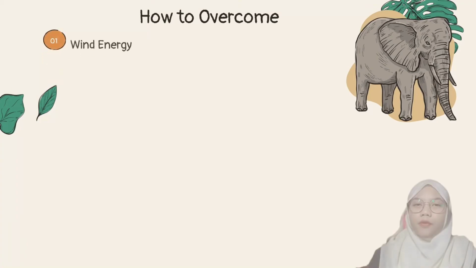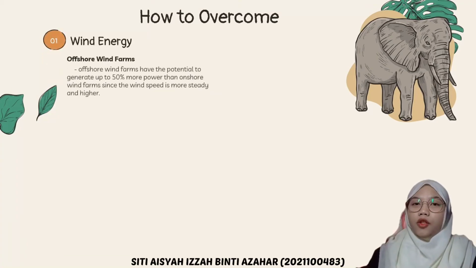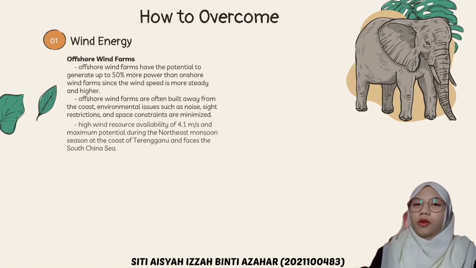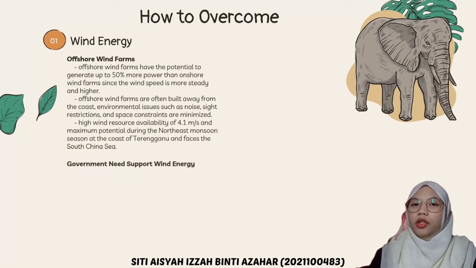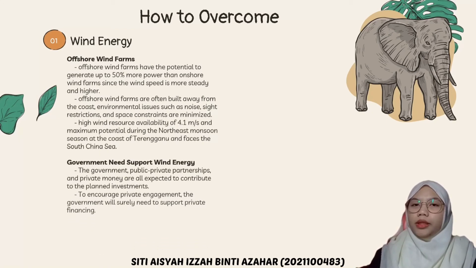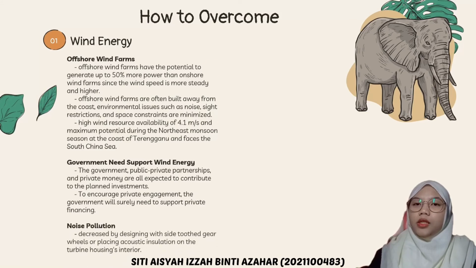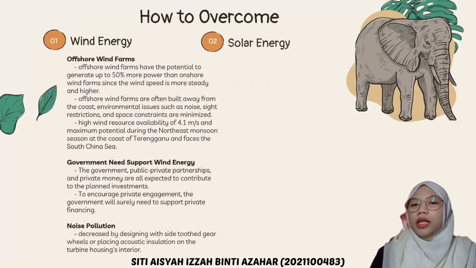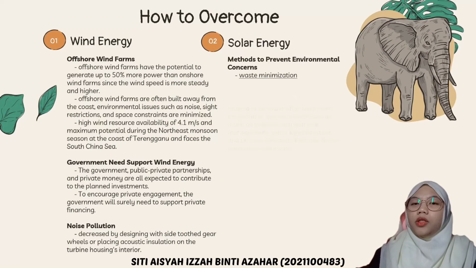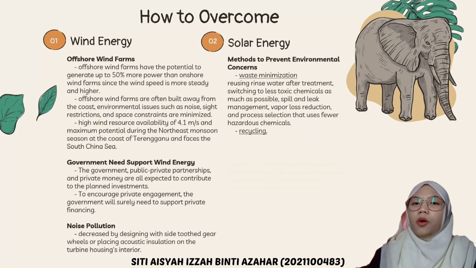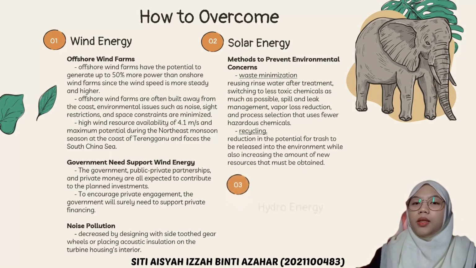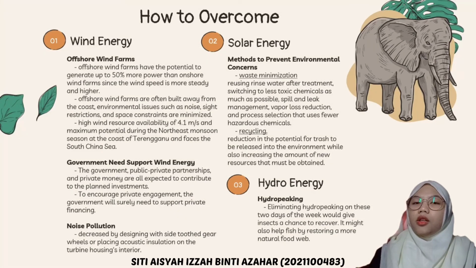How to overcome? First, wind energy. We have offshore wind farms. Offshore wind farms have the potential to generate up to 50% more power than onshore wind farms, since the wind speed is more steady and higher. There is high wind resource availability of 4.1 meters per second and maximum potential during the north monsoon season at the coast of Terengganu facing the South China Sea.